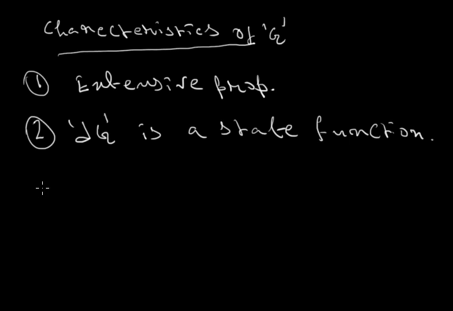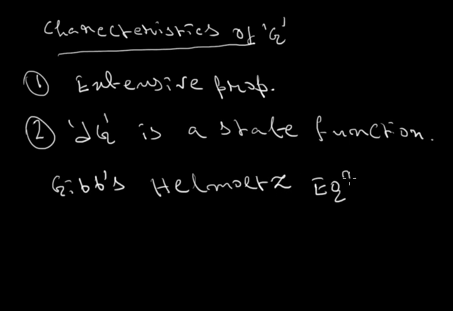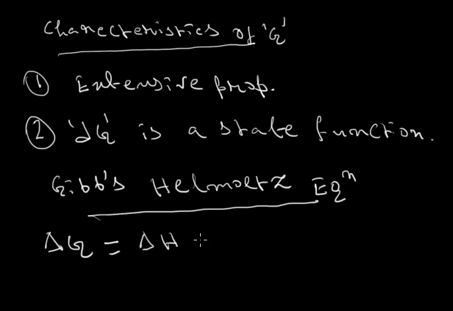Now, actually we write a very important equation called the Gibbs-Helmholtz equation. What is the Gibbs-Helmholtz equation? It is delta G equal to delta H minus T delta S. Mind it, delta G is the change in Gibbs free energy for the system. Delta H is the change of enthalpy of the system. T is the absolute temperature of the system, and delta S is the entropy change of the system.